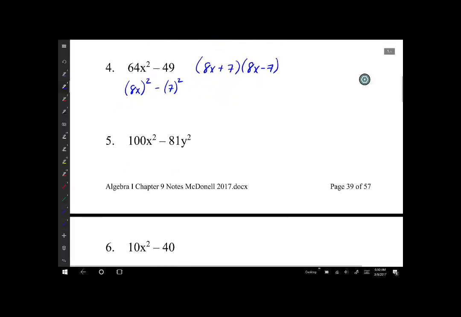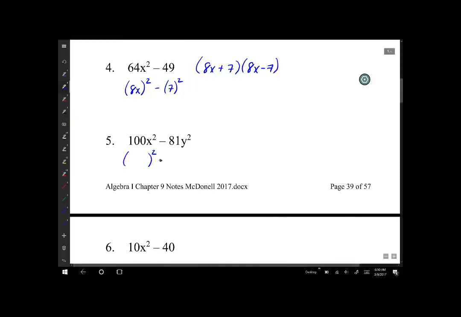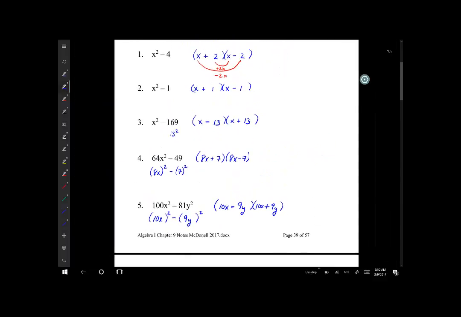All right, our last one, 100x squared minus 81y squared. Well, we're thinking what squared is 100x squared and what squared is 81y squared. Hopefully you realize that's a 10x, that's a 9y. So we factor this. 10x is going to be our front part of our difference of two squares, a minus and a plus, and then 9y at the back of each one. So here's 5 examples quickly of how to factor the difference of two squares. It happens rarely, but when they do come up, it's very quick to factor them, and I want you to be aware of that.